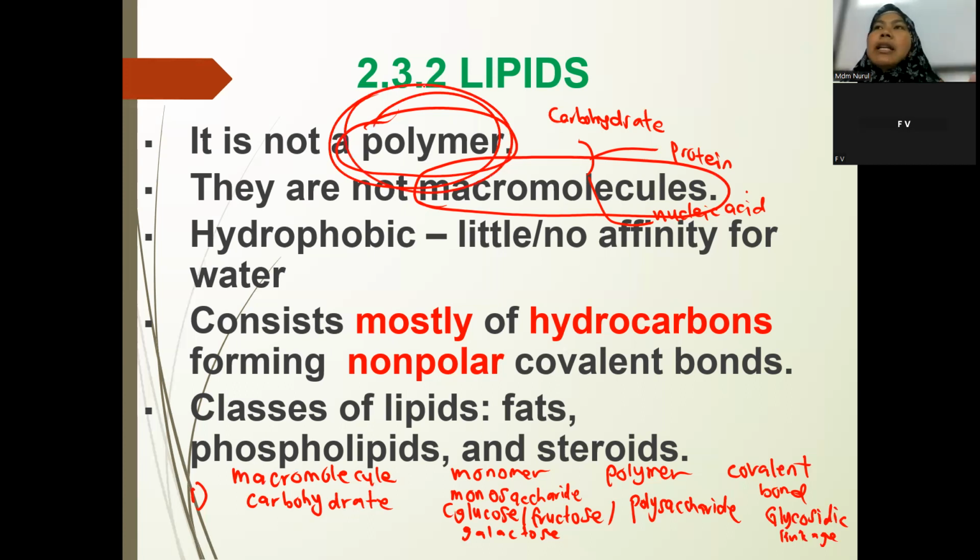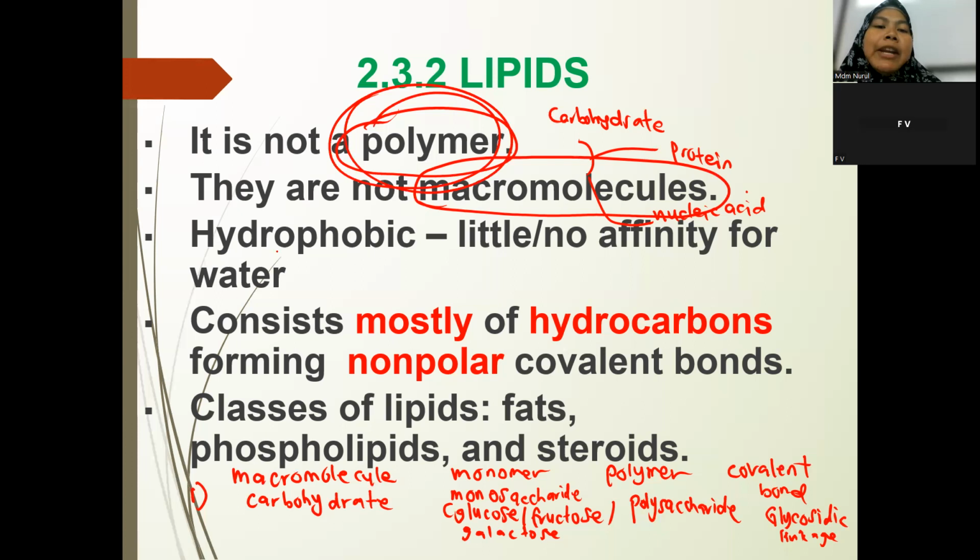But as for lipid, lipids are not going to form a polymer. Meaning to say, there is no such thing as polylipid. So they are not considered as macromolecule. They do not belong to any of these categories of macromolecule. Next, what is the property of lipid?